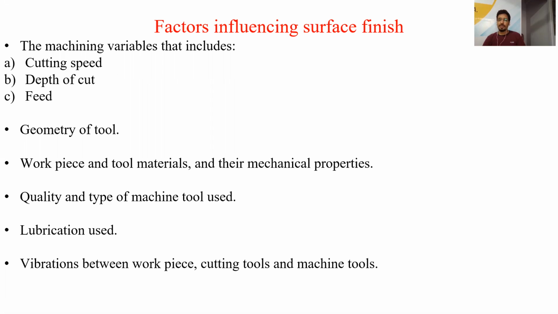Next is vibration between workpiece, cutting tool and machine tool. Vibration is a thing which we cannot neglect or eliminate 100%. We can reduce it, but we cannot remove it completely. So these are the various factors that influence the surface finish.